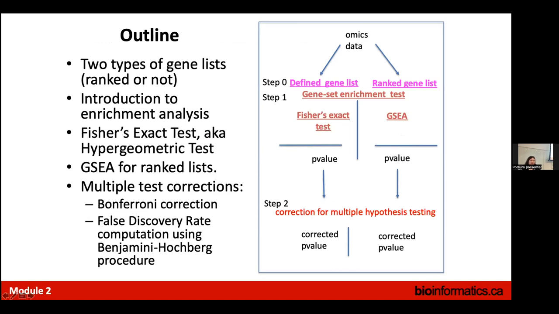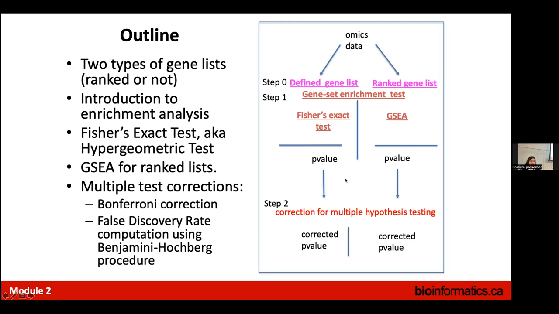So we see that there are two workflows. And so we have two workflows because we can have a workflow if we have a defined gene list and another workflow if we have a ranked gene list. So if we have a defined gene list, then the statistical test that we are going to use is the Fisher's exact test. And if we have a ranked gene list, then the tool that we are going to use is GSEA, which uses a rank sum test.